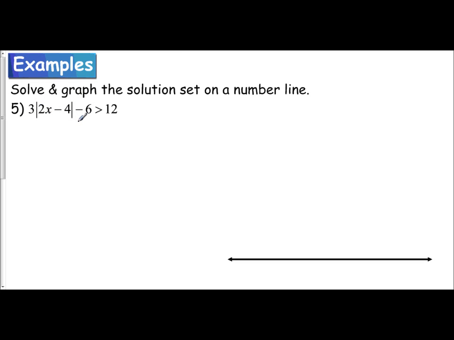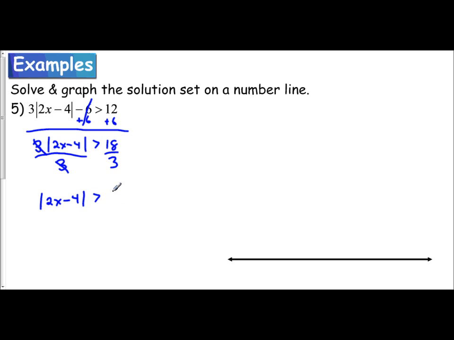So the first thing I'm going to do is add 6 to both sides. I'm going to get rid of any addition or subtraction occurring near the absolute value. So that leaves me with 3 times the absolute value of 2x minus 4 is greater than 18. Same thing, I still need to isolate the absolute value by itself. So for this one, I am going to divide both sides by 3. So now I'm left with the absolute value of 2x minus 4 is greater than 6.